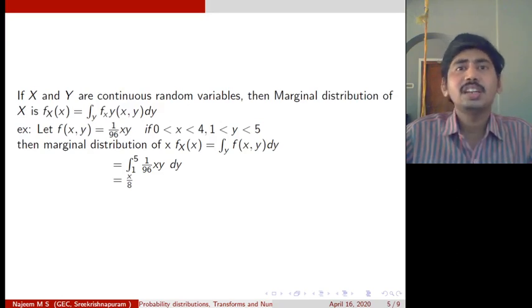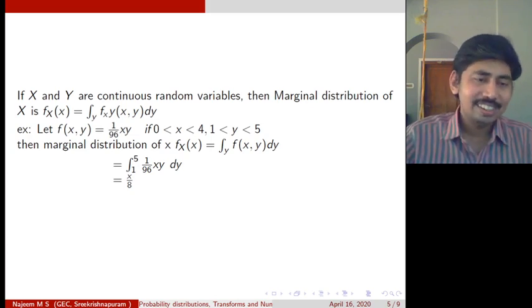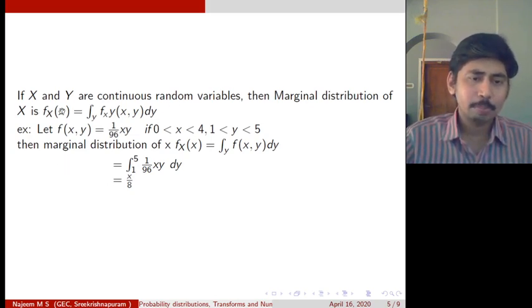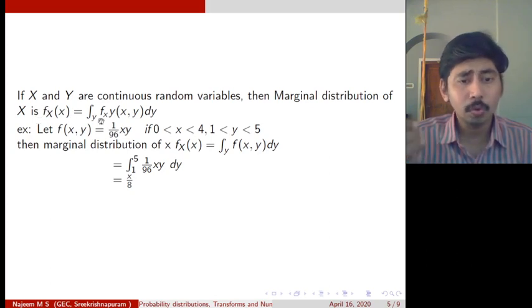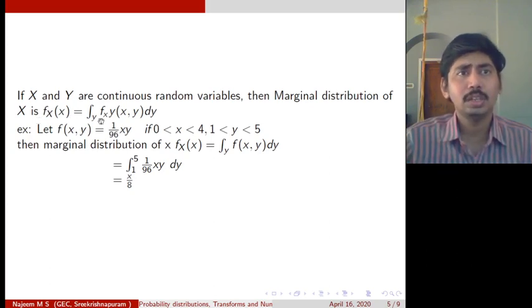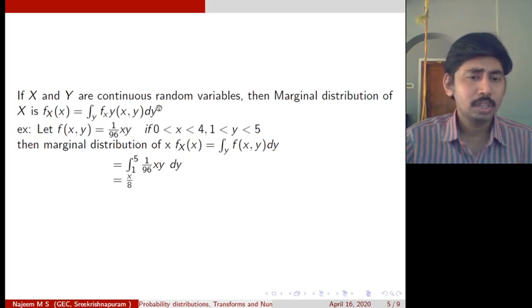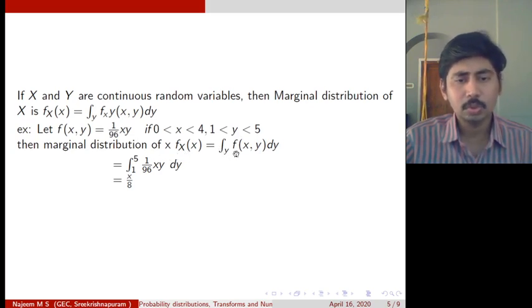In the continuous case, you need to integrate. Of course, in the continuous case, you should always integrate. In order to get the marginal distribution of x, you need to integrate over y, with respect to y, in the range of y. If f(x,y) equals 1 by 96 xy, 0 less than x less than 4, 1 less than y less than 5, then the marginal distribution of x, f_X(x), equals the integral over y of f(x,y) dy.